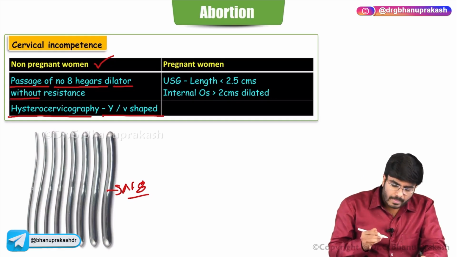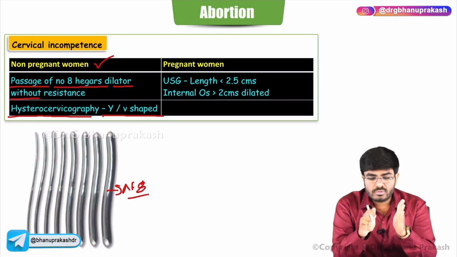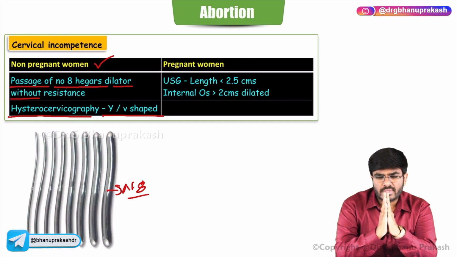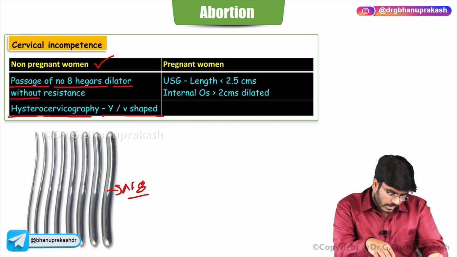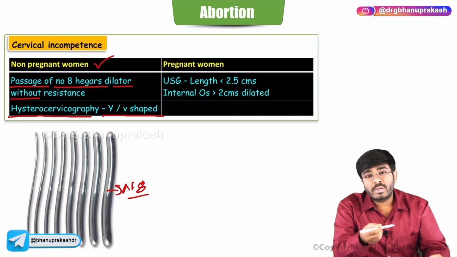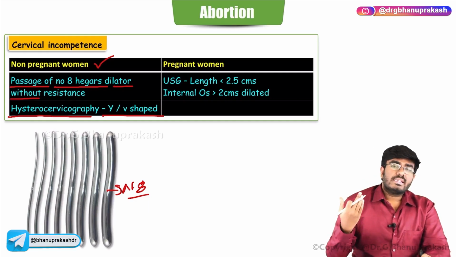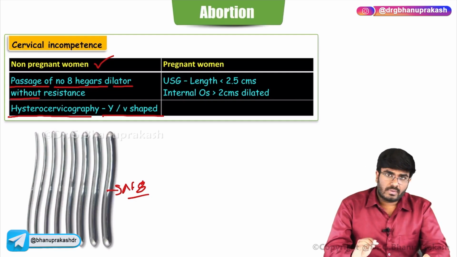Or if you perform hysterocervicography, you will see a Y or V shaped cervical cavity. Usually the cervix should look something like this. What happens if it is getting dilated? The shape becomes Y shaped, or it can become V shaped, and sometimes even U shaped. So upon doing hysterocervicography, if you see a V shape, Y shape or U shape of the cavity, that is a diagnosis of cervical incompetence in a non-pregnant female.